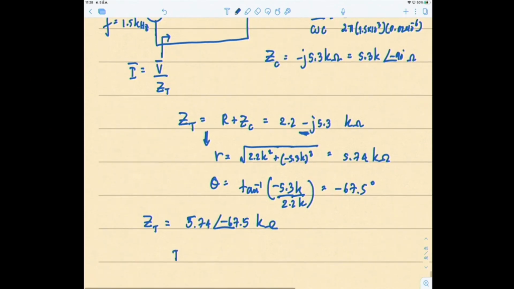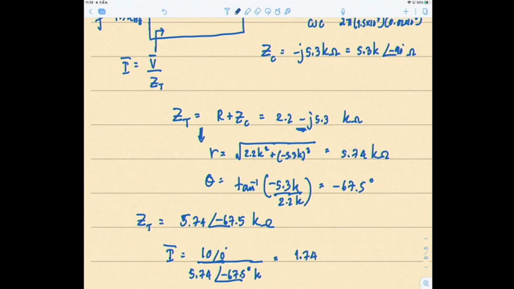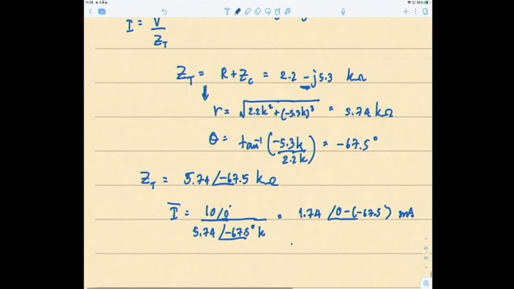So your current is equal to V, which is 10 at 0 degrees, divided by 5.74 angle minus 67.5 degrees k. The answer is 10 over 5.74, which is 1.74 milliamps, and the angle is 0 minus minus 67.5 degrees. So it's equal to 1.74 angle 67.5 degrees milliamps. So that's the answer.